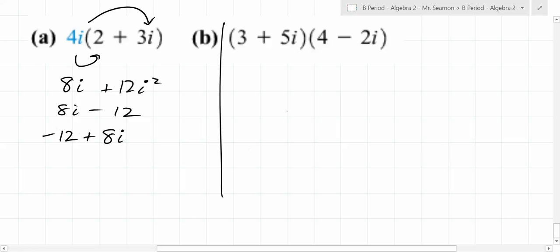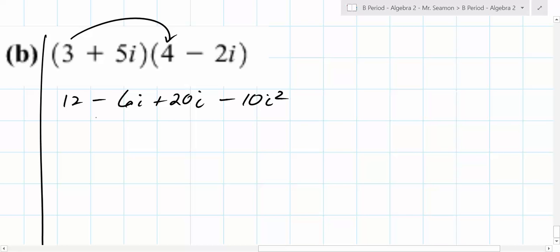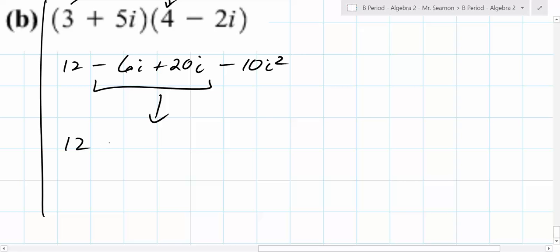What about here? What do we have to do? We're multiplying. We have to use what? FOIL. 3 times 4 is 12. Minus 6i plus 20i minus 10i squared. Let's combine that. What's negative 6i and 20i? 14i minus 10 times i squared.